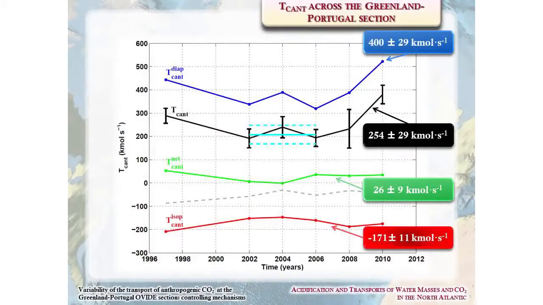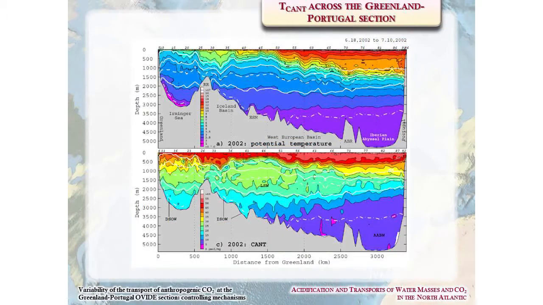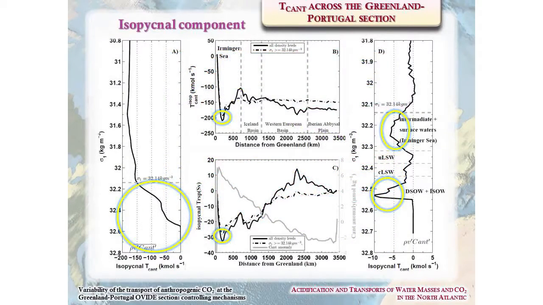Now I'm going to present the results of the study. In the plot are represented in black the transport of anthropogenic CO2 as a function of time, and its components: diapycnal in blue, net in green, and isopycnal in red. The dashed gray line is the Ekman transport of anthropogenic CO2, which is distributed between the other three components. Note that the positive values indicate a northward transport of anthropogenic CO2 across the section.